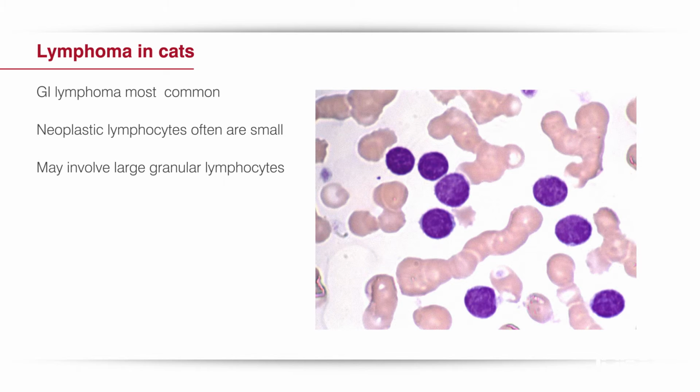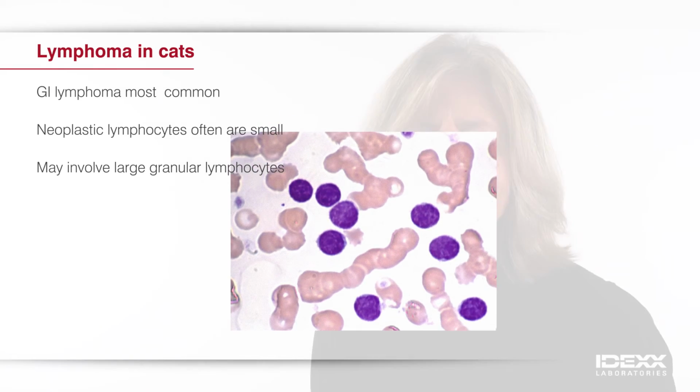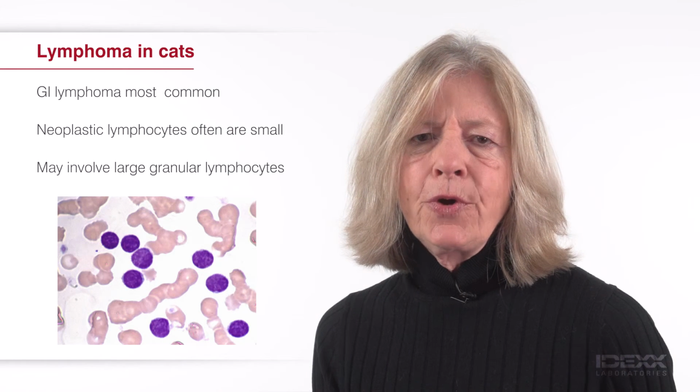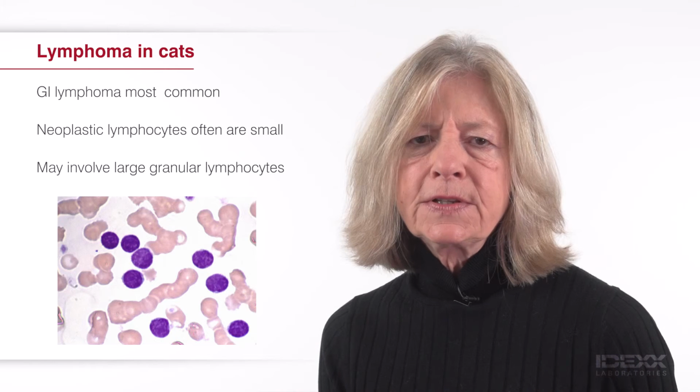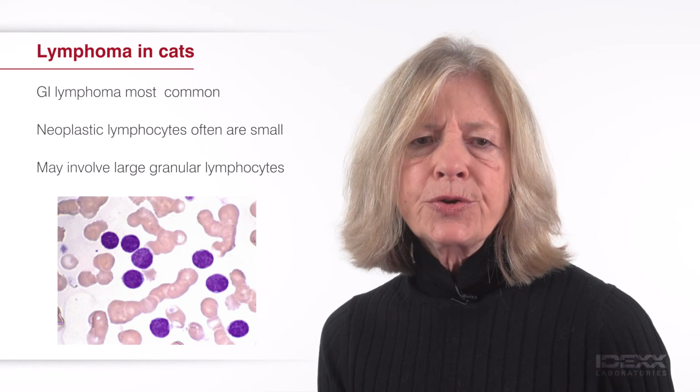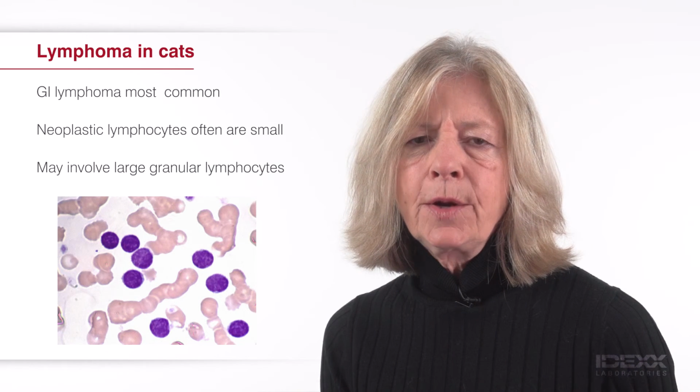In these cases, biopsy or clonality testing may be helpful in supporting a diagnosis of lymphoma. In some cats with gastrointestinal lymphoma, there is a neoplastic proliferation of large granular lymphocytes, which are T lymphocytes characterized by azurophilic granules in the cytoplasm.